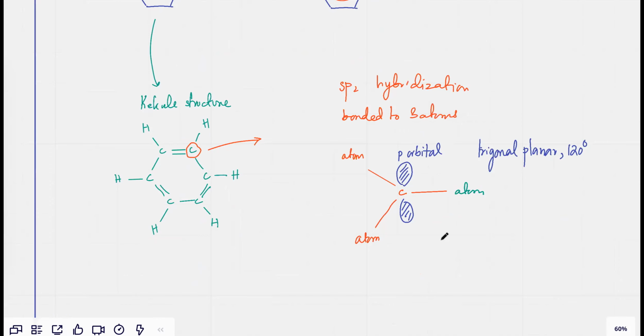Remember, carbon had 4 orbitals: 2s1, the outer shell, 2px1, 2py1, and 2pz1. So it's a half-filled orbital. It's not full. If it was full, then it's a lone pair.